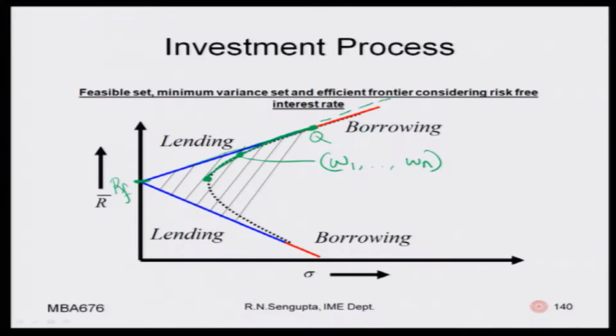If you are in between, say for example, a midpoint, it means that you invested 50% of your money in the risk free interest rate and 50% of the money in Q. So, now our life is much simpler.